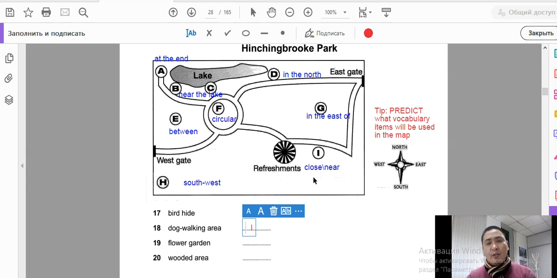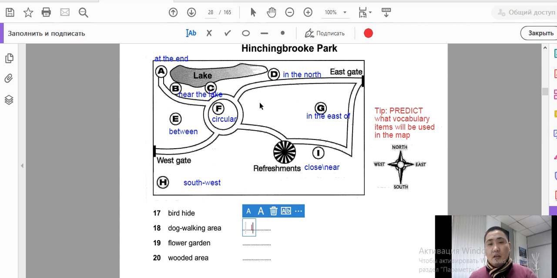I don't think that people will be sitting here and relaxing. But we have the words, vocabulary items, which can be used to describe different patterns on the map.